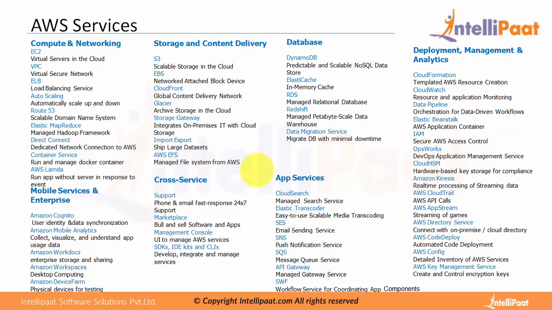Amazon Simple Workflow Service is a workflow service for coordinating application components. When the various components want to talk to each other and do a certain kind of workflow, Simple Workflow Service is for that.